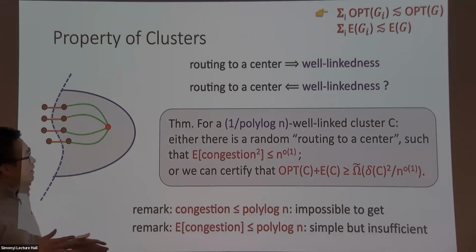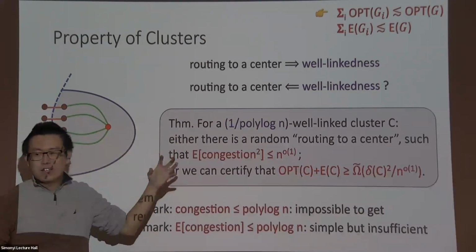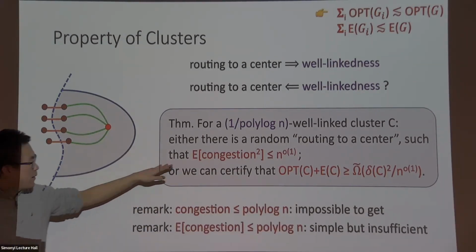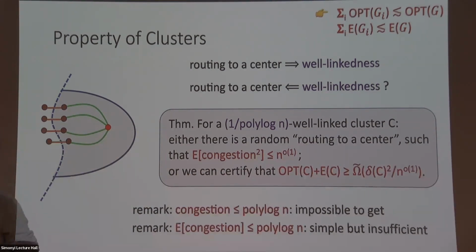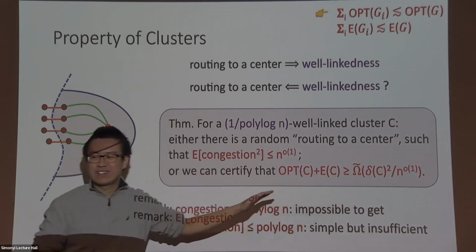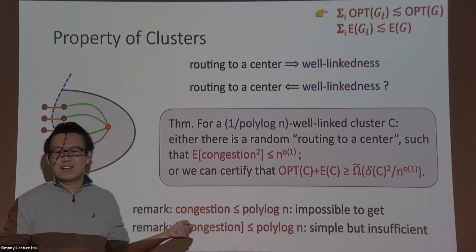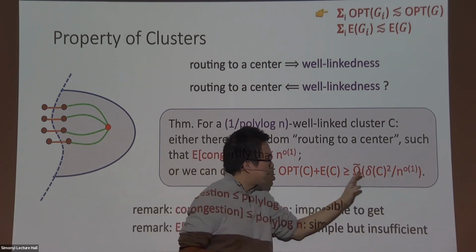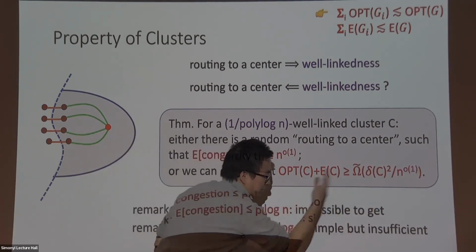What do we mean by that? If a cluster is well linked, either we can find a random routing to a center. This has to be a random set of paths whose expected congestion squared on each single edge is bounded by a subpolynomial factor. Or we can certify that something else is happening. This is some problem, but it's sort of a good thing in our case. What is this problem? OPT(C) plus EGC is larger than the boundary edges squared over some subpolynomial factor. So delta C is the boundary edges squared.